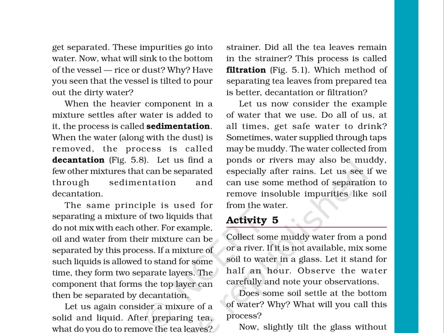Figure 5.8 shows separating two components of a mixture by sedimentation and decantation. Let us now consider the example of water that we use. Do all of us at all times get safe water to drink? Sometimes water supplied through taps may be muddy. The water collected from ponds or rivers may also be muddy, especially after rains. Let us see if we can use some method of separation to remove insoluble impurities like soil from the water.